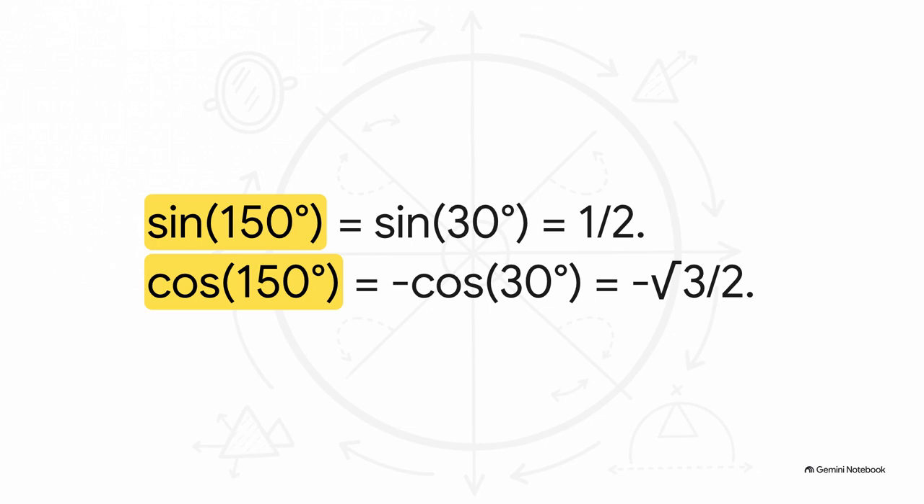But let's check the signs. In quadrant 2, your y value goes up, right? So sine stays positive. The sine of 150 is exactly the same as the sine of 30, which is positive 1/2. But in quadrant 2, your x value goes to the left, which means it's negative, so the cosine of 150 degrees flips to a negative radical 3/2. Same exact magnitude, just a different sign.